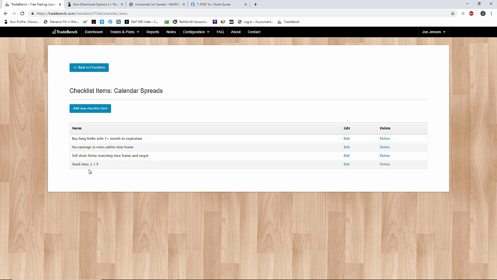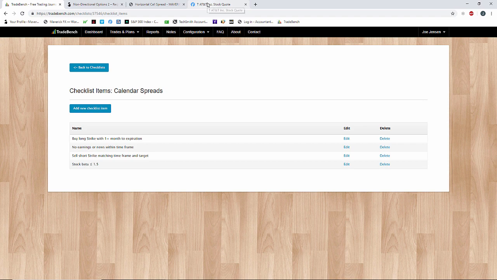The stock beta I threw in there. I don't really use it personally. It doesn't matter to me as long as I see consolidation in the chart. I don't really care too much if it's usually an aggressive stock or not. But notice how I replace calls and puts with strike. That way I can just have one checklist for both. So the checklist is built. The strategy is built. The next thing we need to do is go out and find something that fits it.